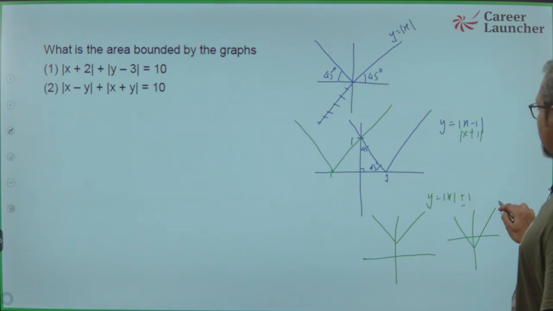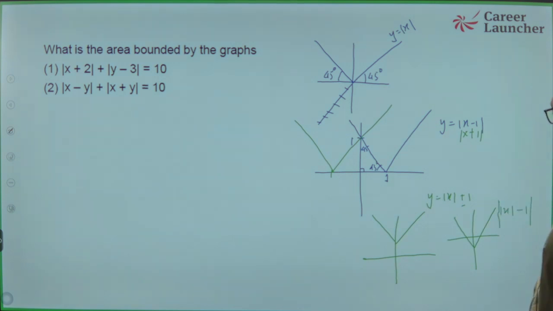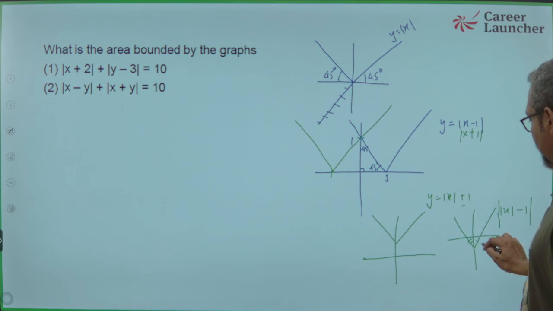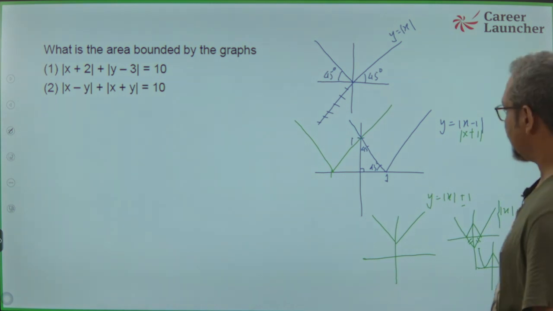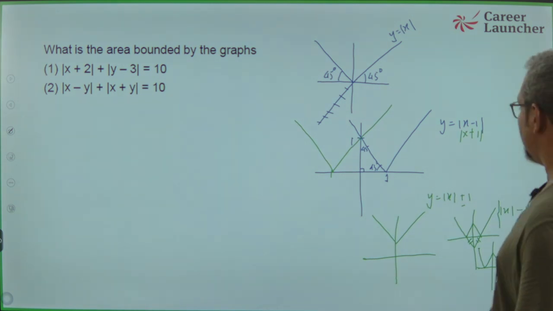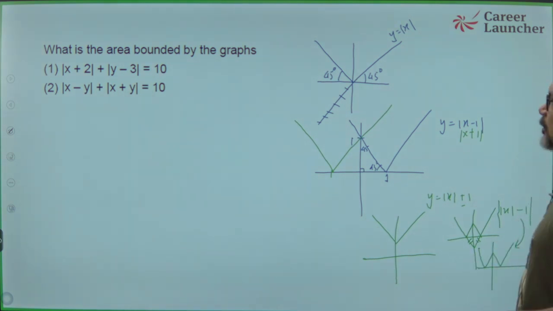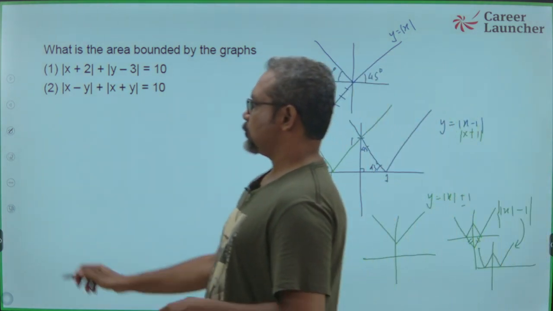And what happens if I put a whole mod on top of that? This negative part will now get removed and it will come up, and we have now created the letter W, okay. This is the graph of mod of mod x minus 1, whole mod. So these things we have to understand. There can be questions based on this. For now we will be looking at these two graphs.